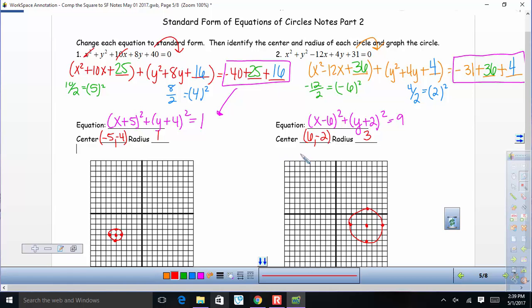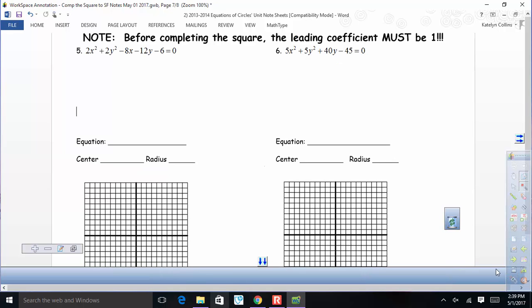And somebody read out loud what that says at the top. Before completing the square, the leading coefficient. Okay, so it says, note, before completing the square, the leading coefficient must be 1. Okay, so what does leading mean? Okay, in front or first. So if we're talking about a leading something, where do you think it's going to be? In the front. It's going to be the first thing.